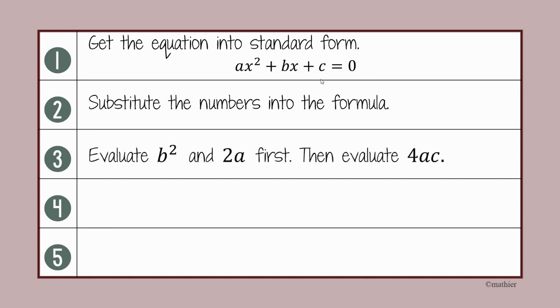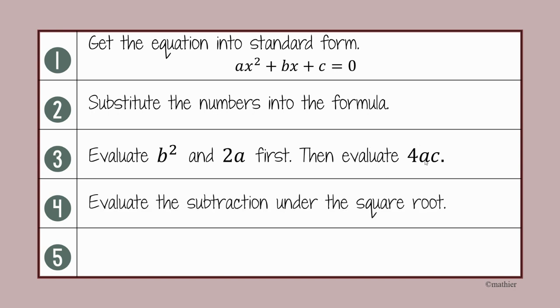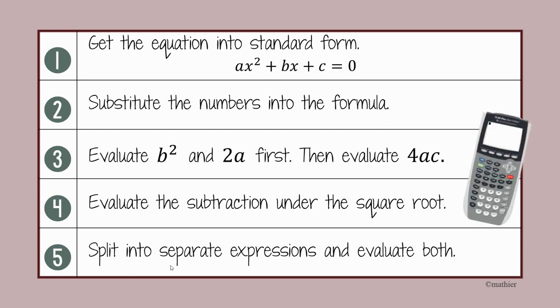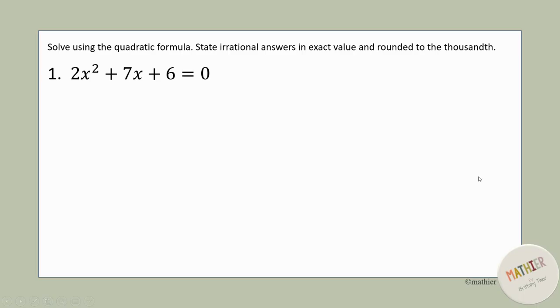Evaluate the b squared and the 2a first. Some people like to just evaluate b squared right away when they plug it in and 2a right away when they plug it in. Next, you'll evaluate the 4ac. Then you'll do the subtraction under the square root. And then you separate that into two separate expressions and evaluate because we do have the plus or minus. So there's really two different answers there. You can use your calculator to help you, especially with that b squared minus 4ac part. I recommend typing it into your calculator.